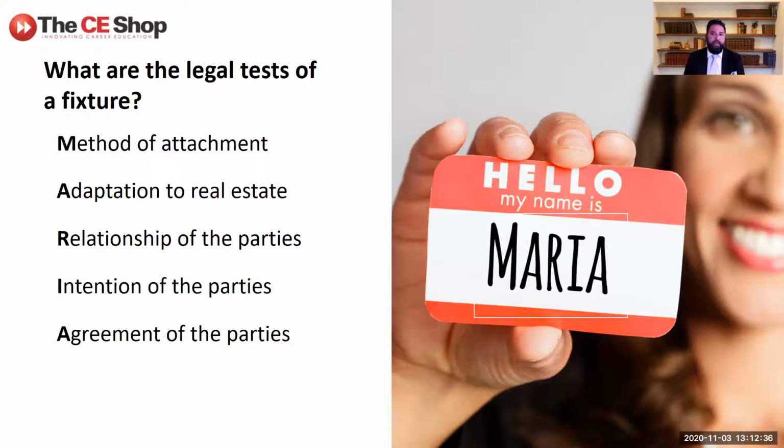So the R, the I, and the A really deals with the buyer and the seller and what's been discussed. We know how important contracts are, and especially the language in the contracts. But Maria, thank you for your help. We appreciate you helping us identify the legal tests of a fixture.